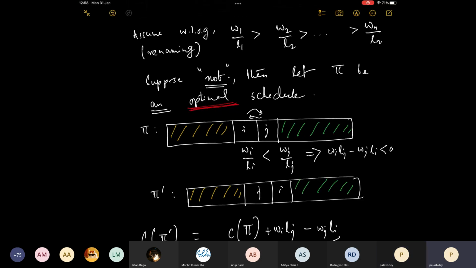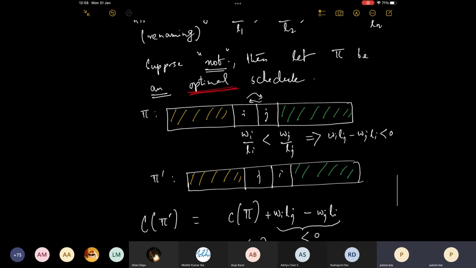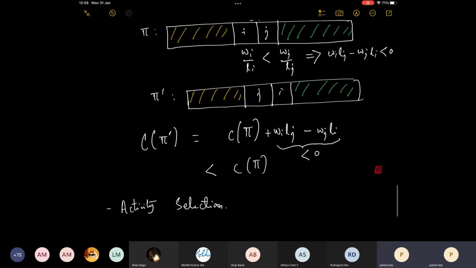Question. In tomorrow's class, we will see a more non-trivial and involved proof of correctness, which is our Huffman coding, where the exchange argument alone will not work. We will do some more work. But the algorithm we will see is very easy. Running time is very easy. Everything is easy except the proof of correctness.